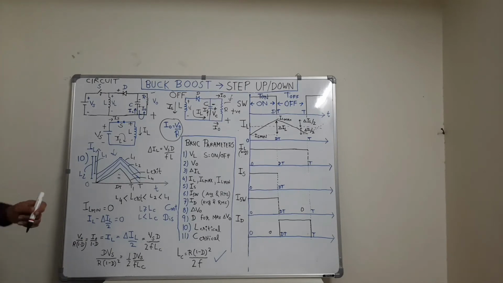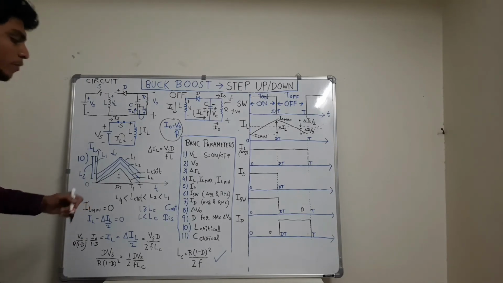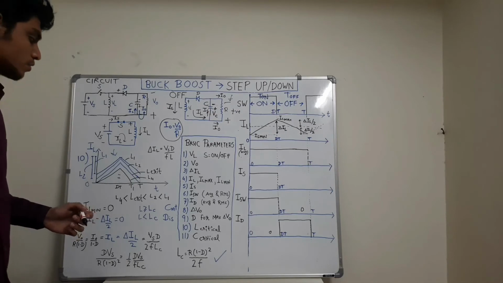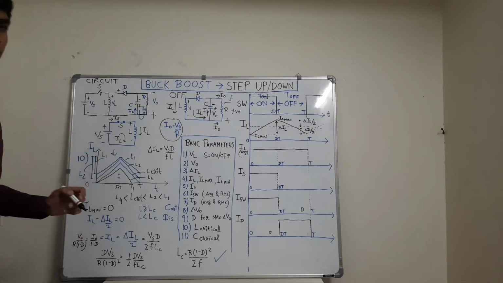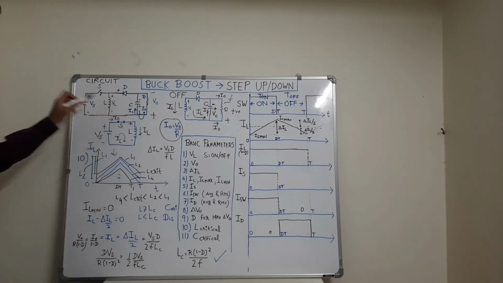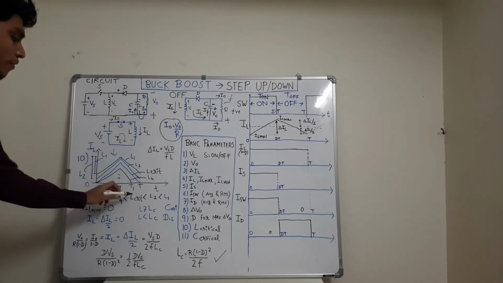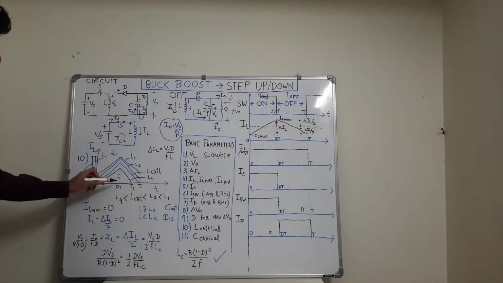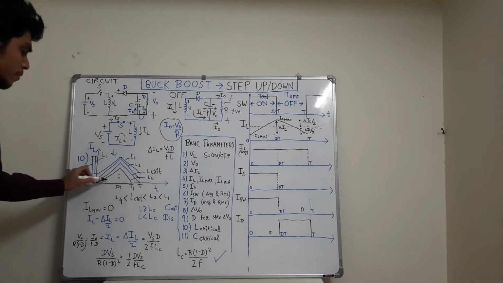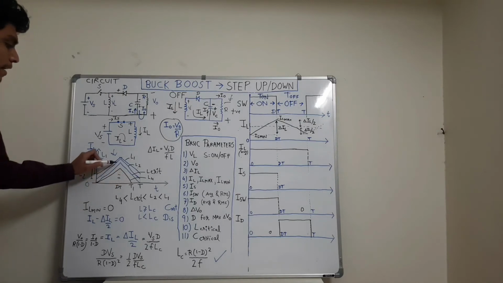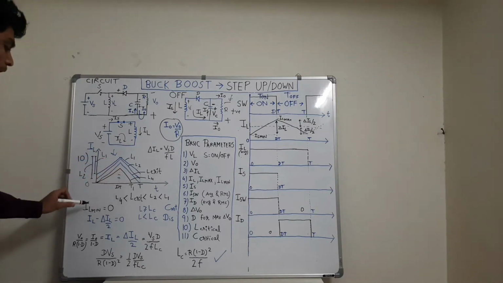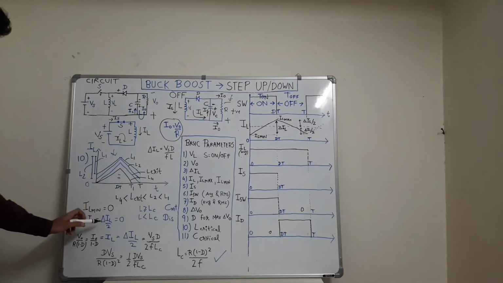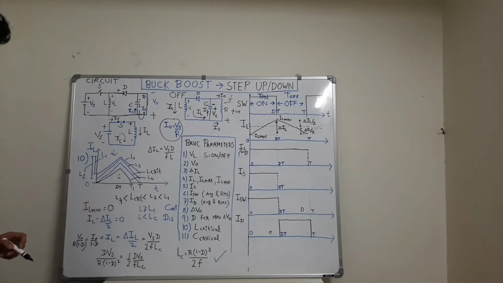So in a GATE question they will ask whether it is continuous or discontinuous mode, and then we can determine it by finding out the value of L critical. So what is the value of L crit? Let's see. For L crit we can see that the minimum value of inductor current is 0. So IL min is 0. So IL minus del IL by 2 is equal to 0.